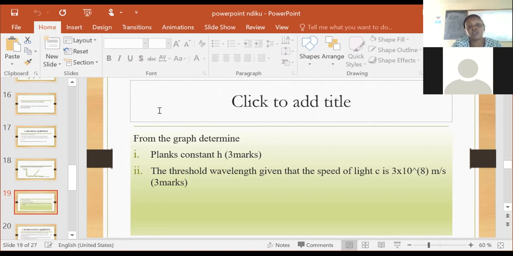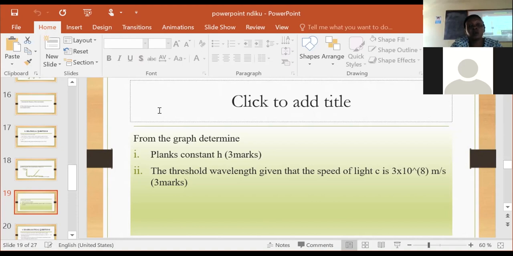When it comes to the second part of this question, the question says, calculate or determine the threshold wavelength given the speed of light, C is equal to 3 times 10 power 8. We have the formula that C is equal to lambda naught times F naught. And from there we can get lambda naught, which will be C over F naught.